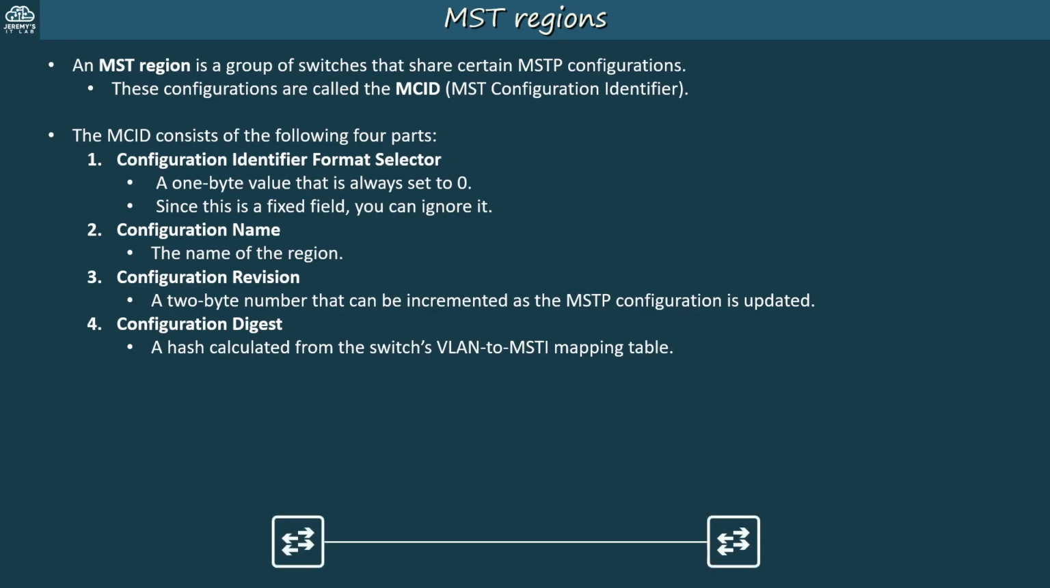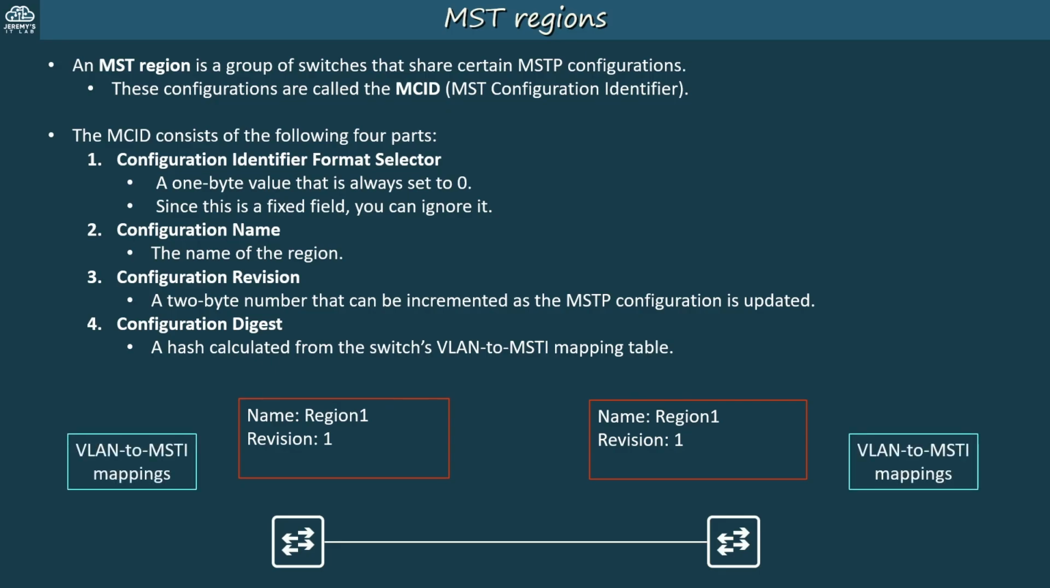Let's see how this works. These 2 switches both have the configuration name Region1 and revision number 1. To compare their VLAN to MSTI mappings, they calculate a hash from their mapping tables. That is the configuration digest. In this case, all fields of these switches' MCIDs match, and that means they are in the same region. This is significant because MSTP switches interact differently, depending on if they are in the same region or different regions. We'll see some of those behaviors in this video.